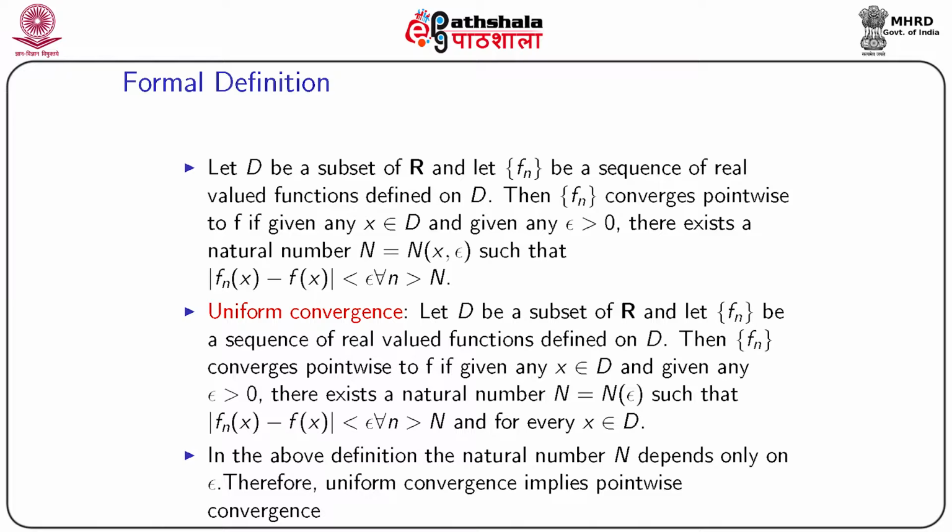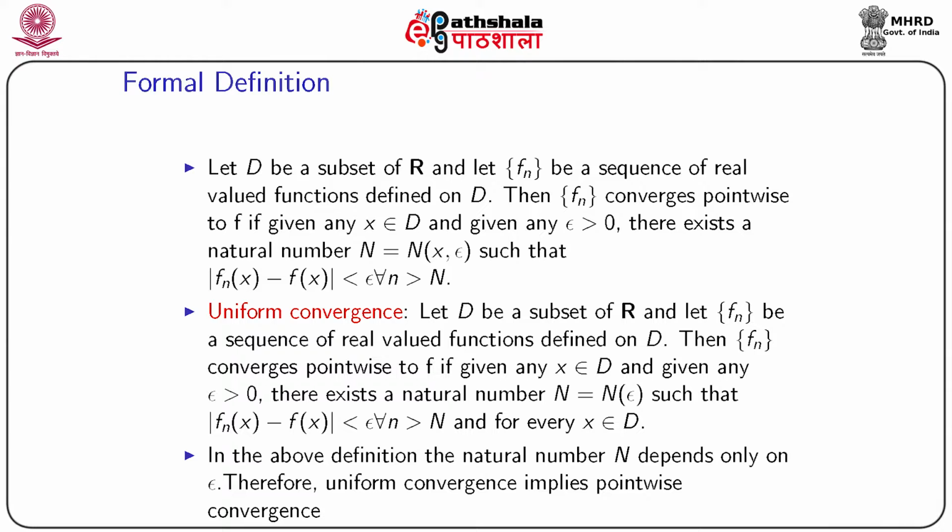Then Fn converges pointwise to f if, given any x belonging to the subset D and given any epsilon greater than 0, there exists a natural number capital N, which is a function of x and epsilon, such that mod of Fn(x) minus f(x) is less than epsilon whenever n crosses capital N. So the main difference between the convergence of a sequence of functions and the convergence of a sequence of real numbers is that here x plays an important role, whereas in the sequence of real numbers the convergence depends only on the value of epsilon.